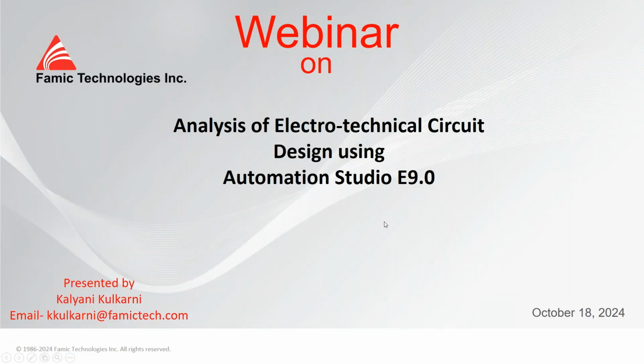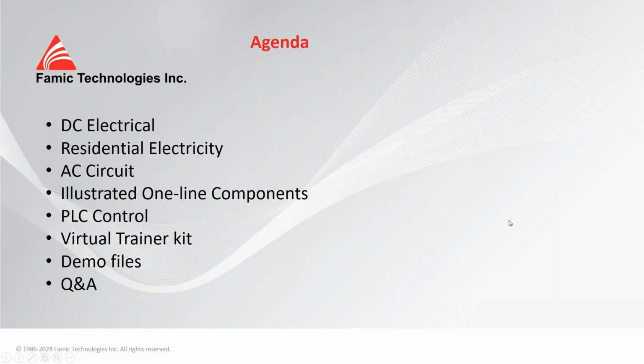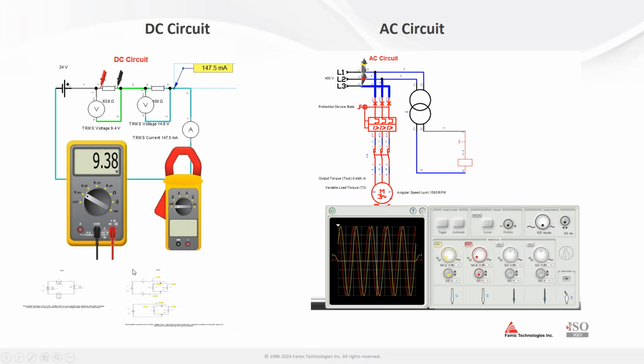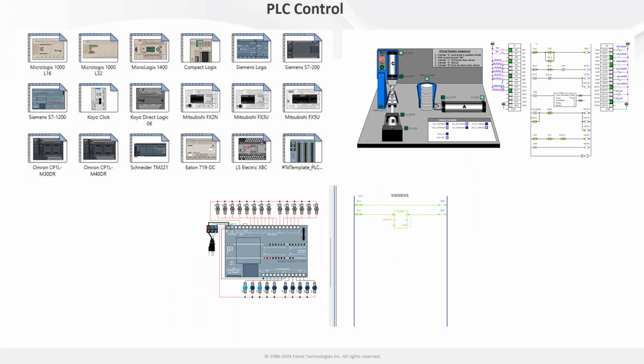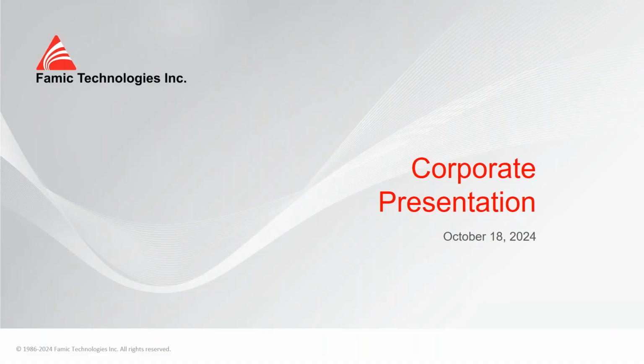Okay, so today we are going to see the analysis of electrotechnical circuit design using Automation Studio, the updated educational version E9.0. The agenda for today's webinar is to see the DC electrical circuit, residential electricity, AC circuit, illustrated one-line component, PLC control, virtual trainer kit, and at the last we will see some demo files and we will address your questions. So this type of circuitry we will see in Automation Studio for PLC control and AC control. Some demo files we will see. Before that, I would like to brief about our company.